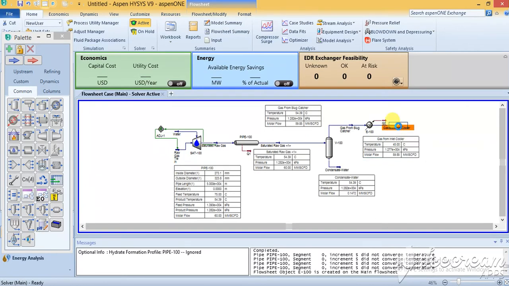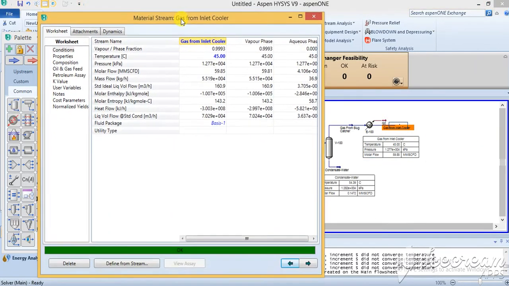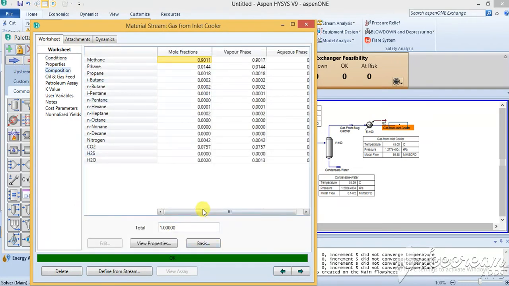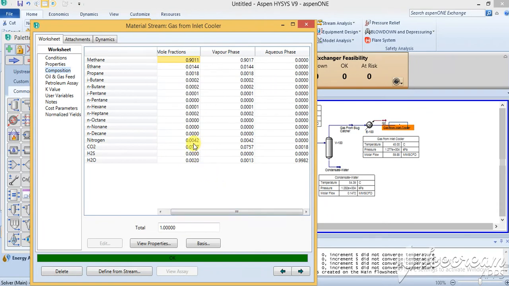Another thing I would like to see in this stream is the composition. That is the most important part, what things have been removed and what things are left. If I look from here, I can see a very small amount of water is present. Then there is a small amount of carbon dioxide and nitrogen inside the material stream, and we are seeing that the methane is getting purified, so it has a higher and higher concentration here in mole percentage.